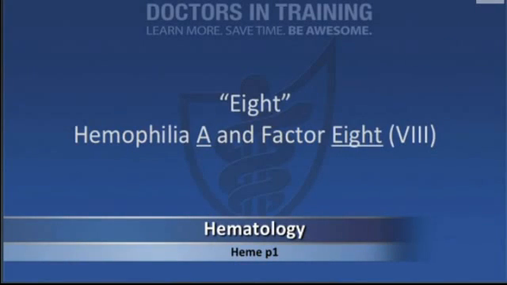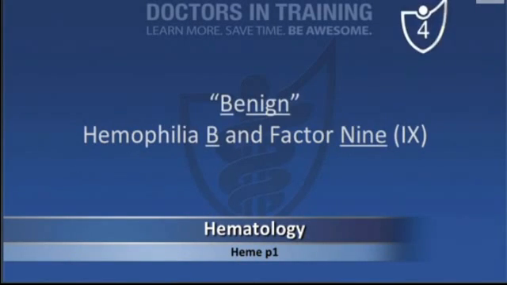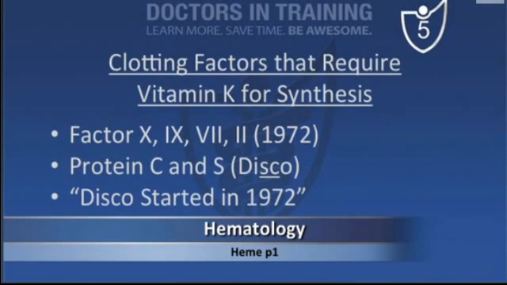Number 3, what coagulation factor is deficient in hemophilia A? It's factor 8, A8. In hemophilia B, it's factor 9, B9. Clotting factors require vitamin K for synthesis: 10, 9, 7, 2, and protein C and protein S. So DISCO started in 1972. That's your mnemonic for that one.